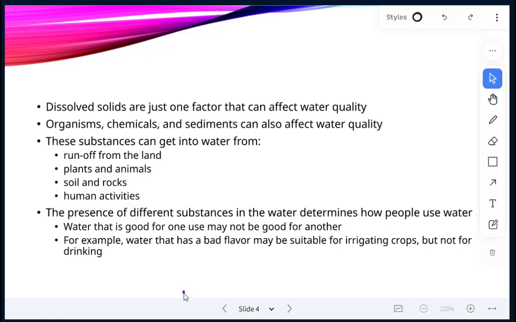Organisms, chemicals, and sediments can also affect water quality. These substances can get into the water from runoff, from the land, from plants and animals, from soil and rocks, and from human activities. The presence of different substances in the water determines how people will use that water. Water that is good for one use may not be good enough for another. For example, water that has a bad flavor may be suitable for irrigating crops, but not for drinking.